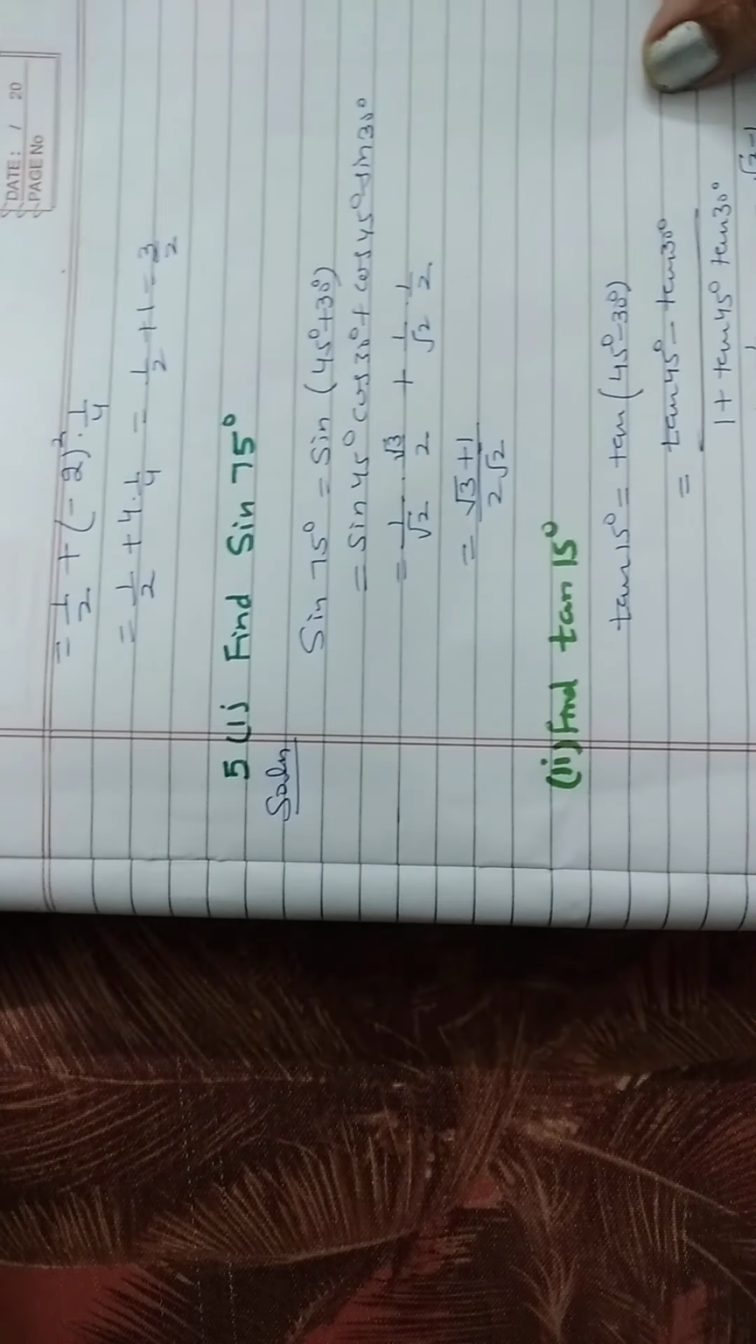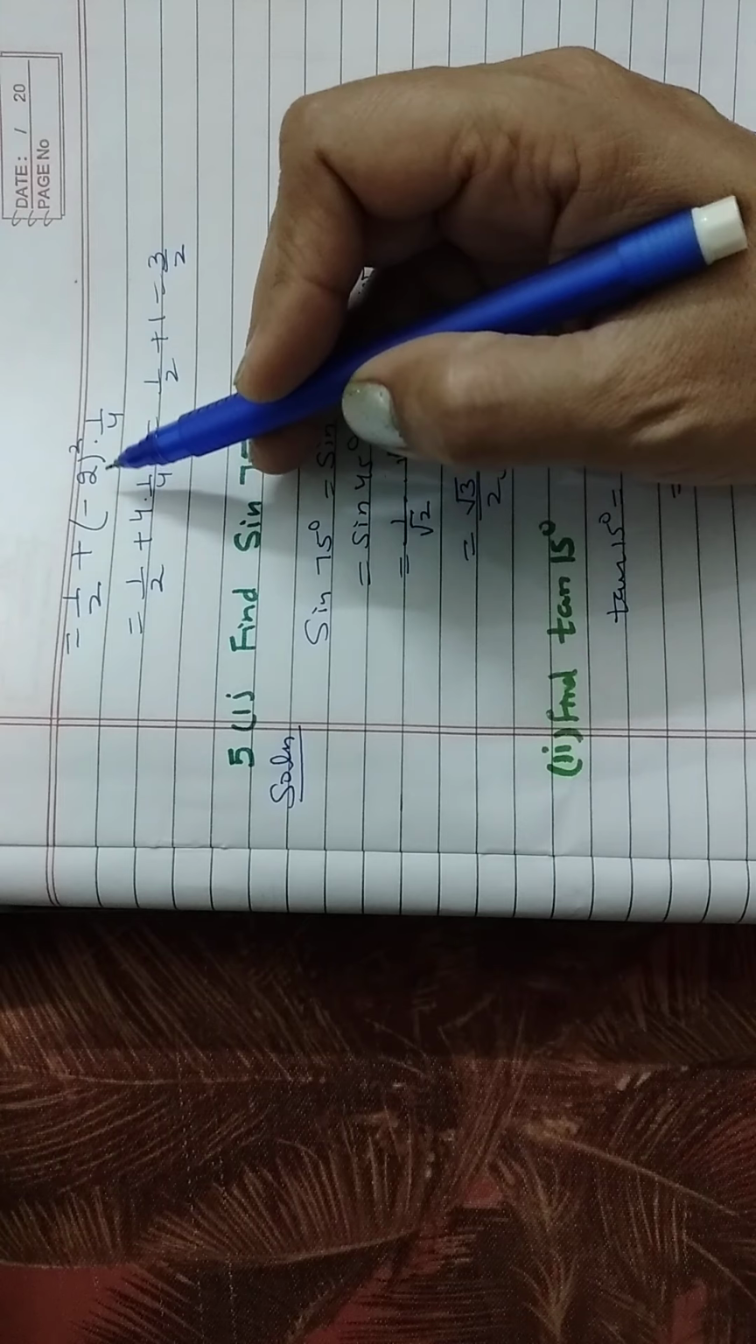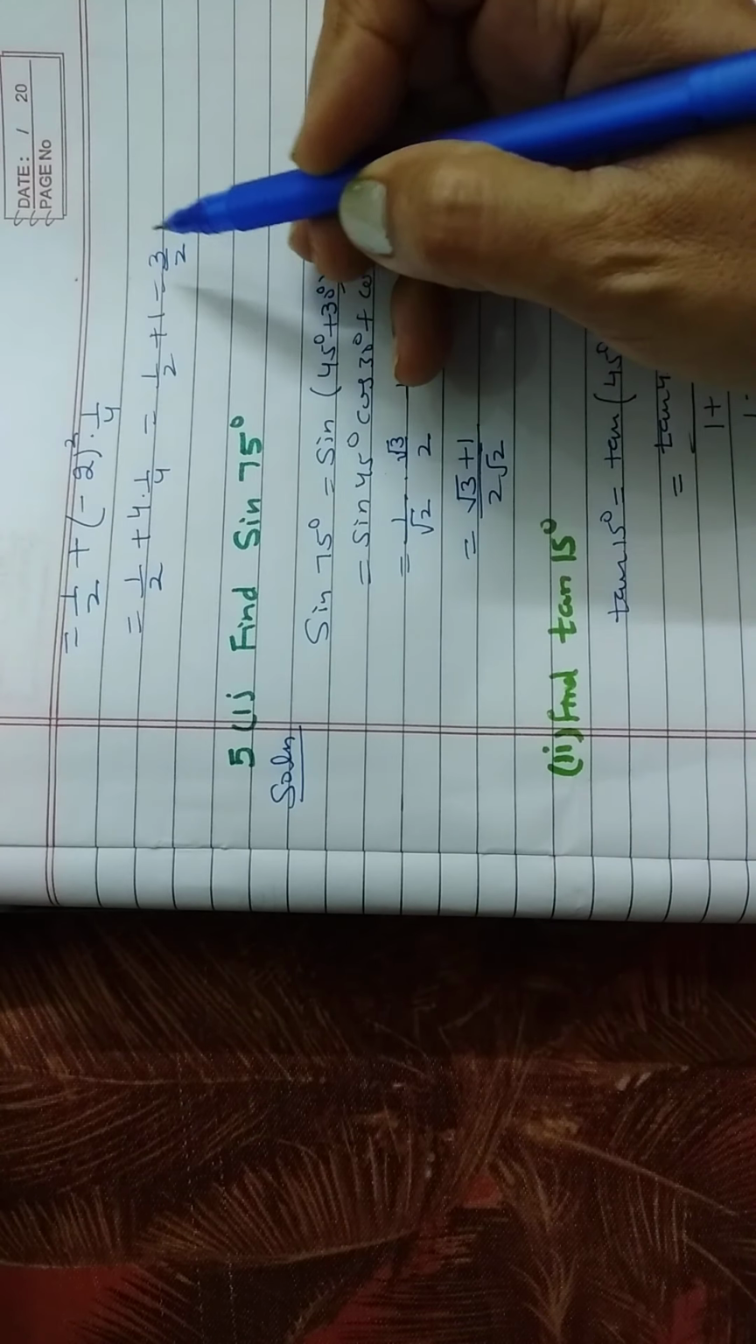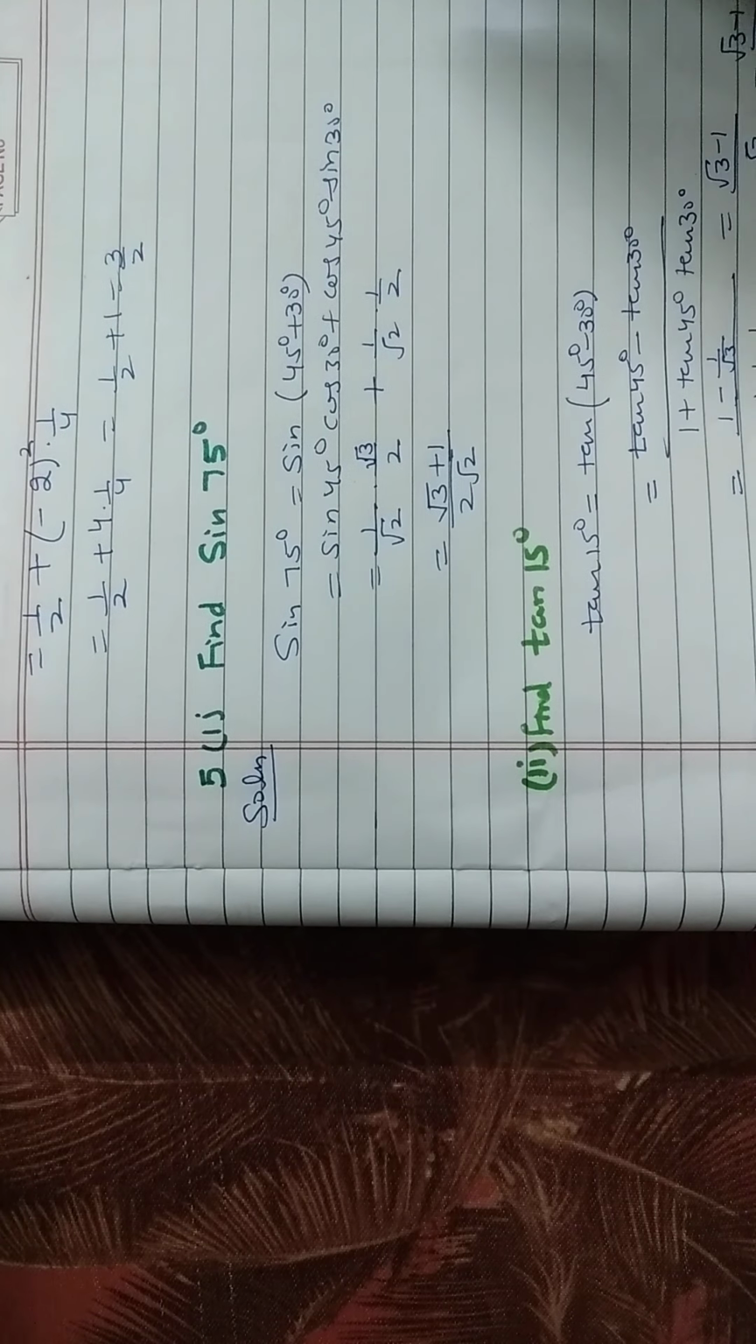So finally you will apply the value here. You will keep the value here. It will be half plus minus 2 square into 1 by 4. You will get half plus 1 is 3 by 2.